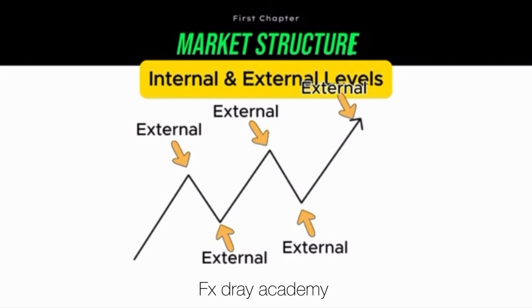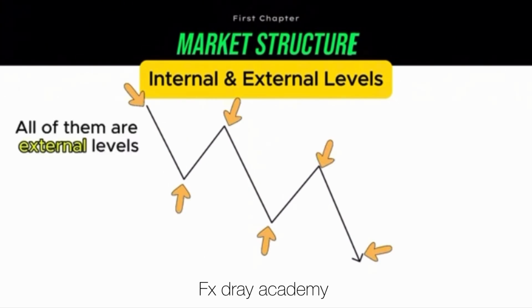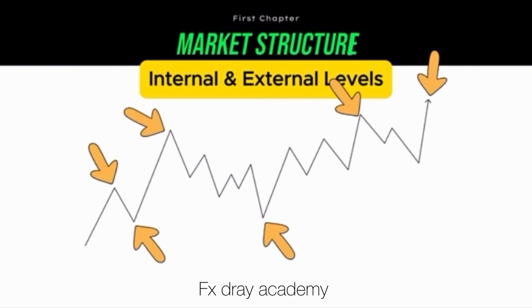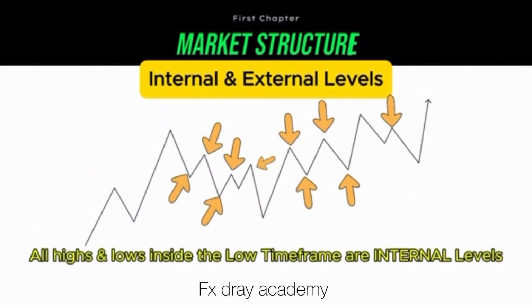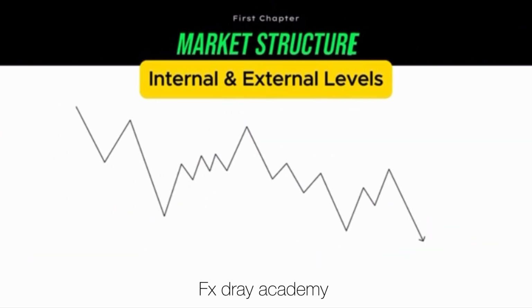So here we have our external level, and on a lower time frame, on the downtrend too, we have our external level. On the external level, the pullback or the trend is a bullish trend or a bearish trend on a lower time frame. If you can spot this, particularly, you'll be able to take good trades and maximize profit.